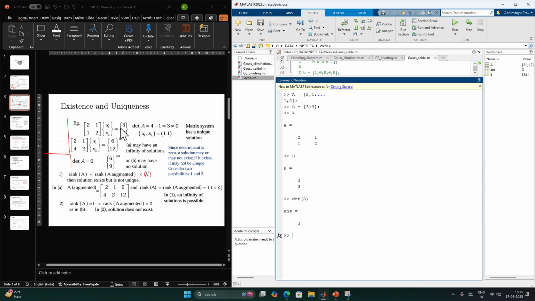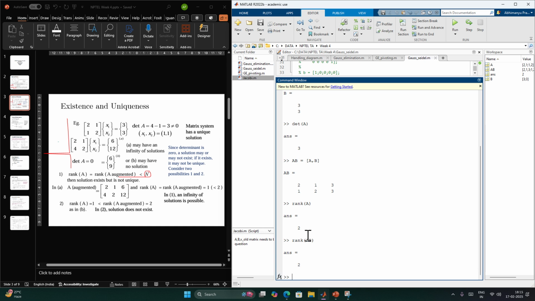Now, right now we are trying to solve the first problem where the B matrix is 3 comma 3. So I will create an augmented matrix. So this is the augmented matrix. We will try to find the rank of the matrix. The rank of the matrix A is 2. Similarly, if we find the rank of the augmented matrix, both of these ranks are 2, and we have two unknowns.